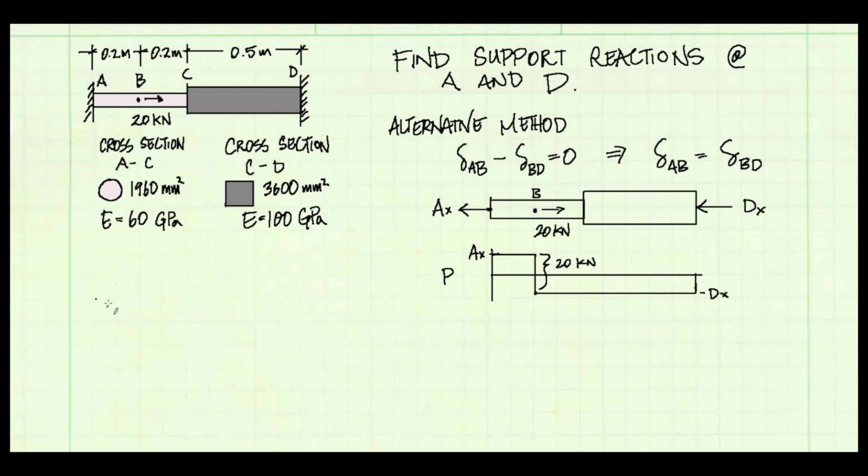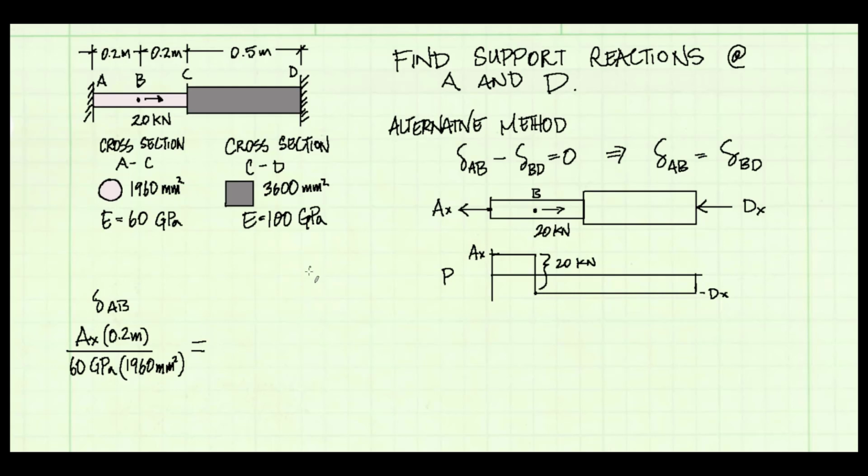So first, I'm going to solve for delta AB. And we can see that the internal force, P, is AX from our plot. It's PL over EA. The length is the length from A to B. That's 0.2 meters. E is 60 gigapascals. That's given. And A is 1960 millimeters squared. And again, it's okay to have mixed units because they're going to cancel out here.